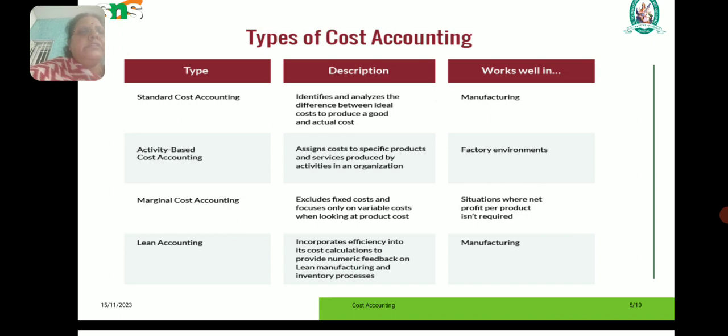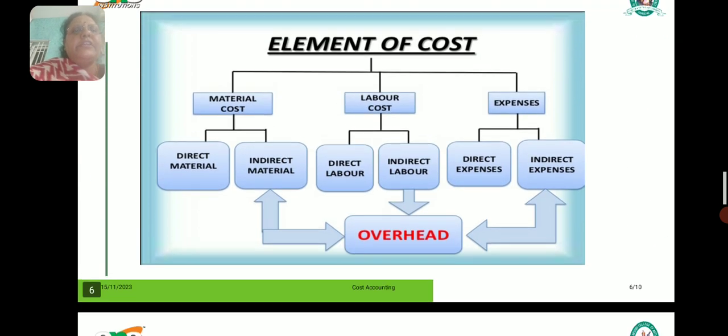It is a situation where net product is required. Lean accounting incorporates efficiency into its cost calculation to provide numeric feedback on lean manufacturing and inventory process. It is used in manufacturing process.